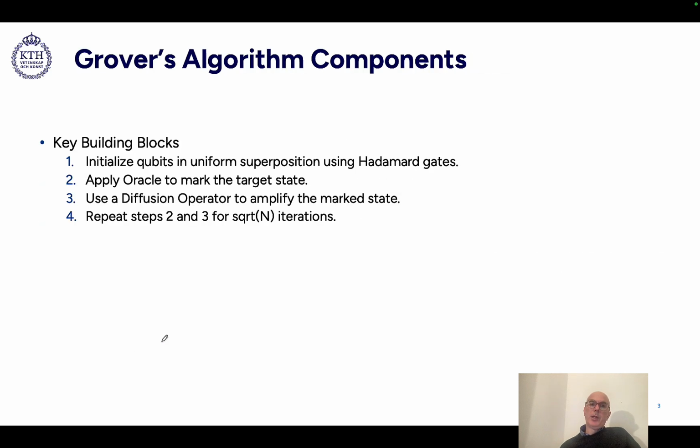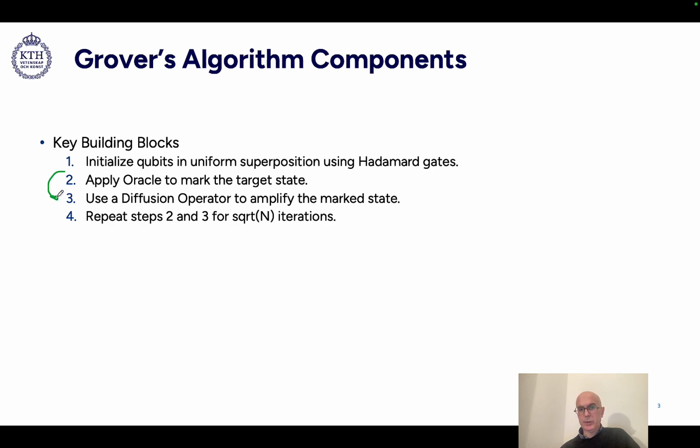The key building blocks of Grover's algorithm are the following. We first initialize the qubits in a uniform superposition, and we know how to do that. We just apply a number of Hadamard gates. We apply the oracle to mark the target state. We use the amplitude amplification or diffusion operator to amplify the marked state, and then we can repeat steps 2 and 3 a number of times.